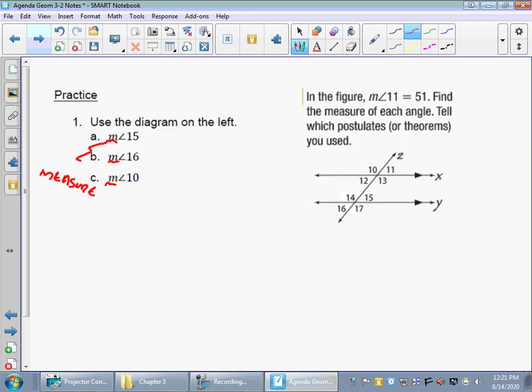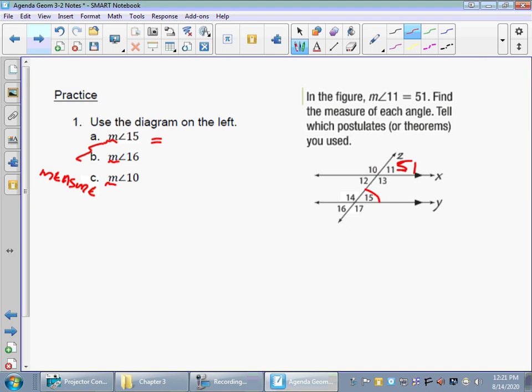Okay? So in the figure here, it says measure of angle 11 is 51 degrees. So I'm going to say this one is 51. Find the measures of each angle and tell which postulates or theorems you used. Okay? So they are asking for the measure of angle 15. So 15 is right here. Okay? So what relationship does that have to 11?